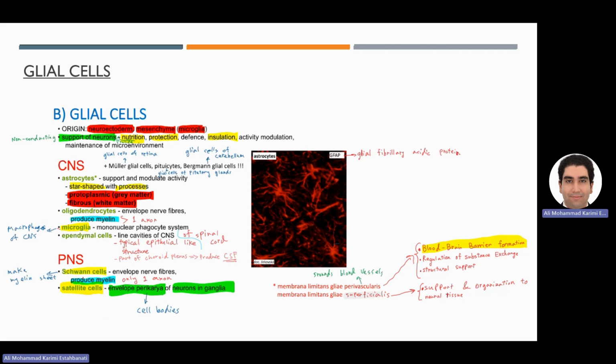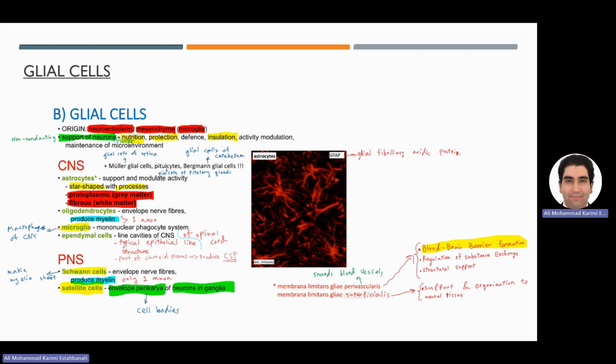Now, what's the origin? The origin, all of them will come from the neuroectoderm, with the exception of one, and that is called the microglia. Microglia is another name for the macrophages in our nervous system. They do exactly the job of a macrophage, but they're called microglia. It's good for you guys to know. And as we all know, the origin of macrophages are mesenchymal cells.